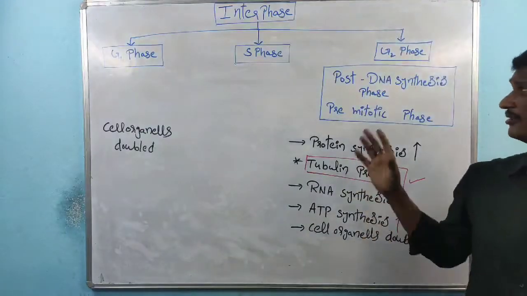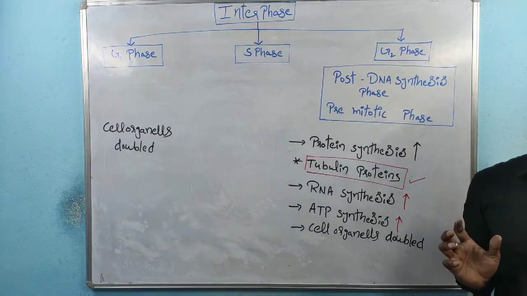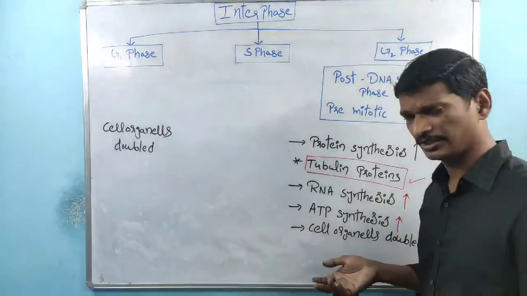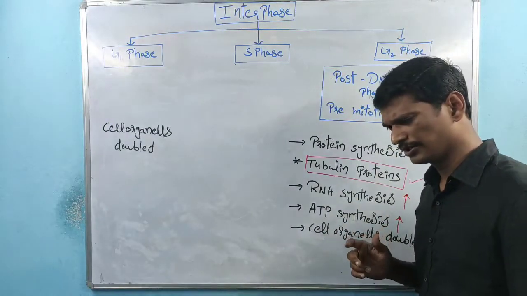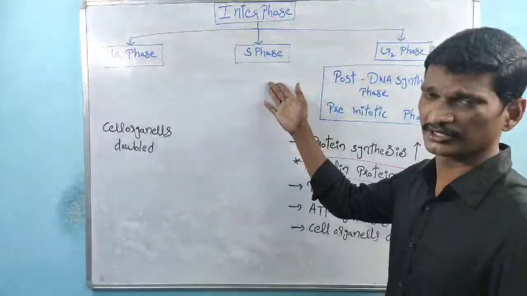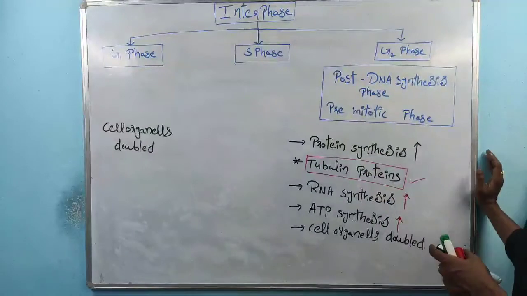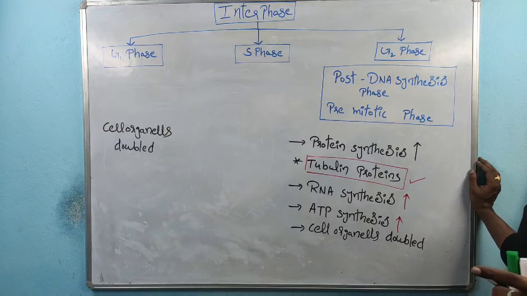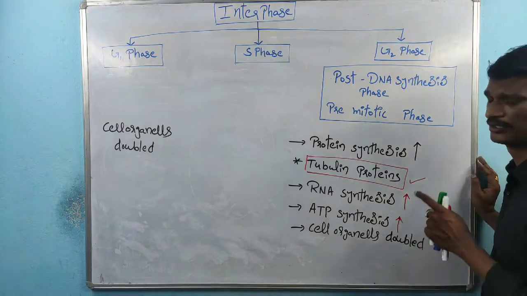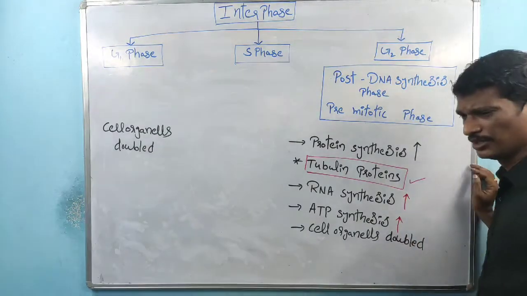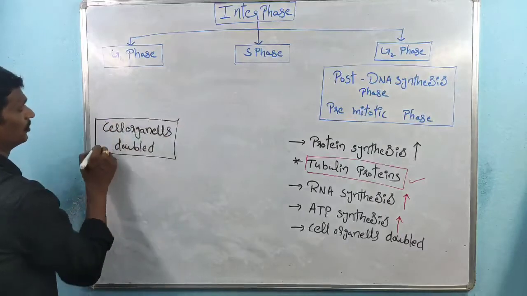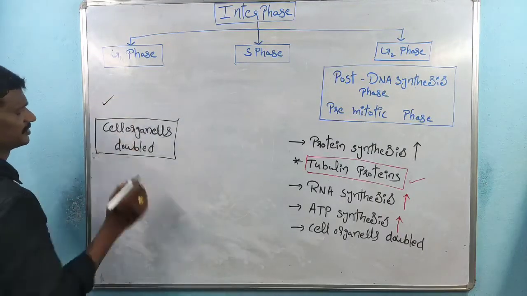Some books give G2 phase. Cell organelles are doubled, so the number of mitochondria are doubled, within plant cells the number of chloroplasts are doubled, and centrioles are doubled. Whatever the cell organelles are there, the mitochondria, endoplasmic reticulum, Golgi complex, are doubled in G2 phase. In some books it is given, but according to the NCERT, we have to follow that cell organelles are doubled in G1 phase.